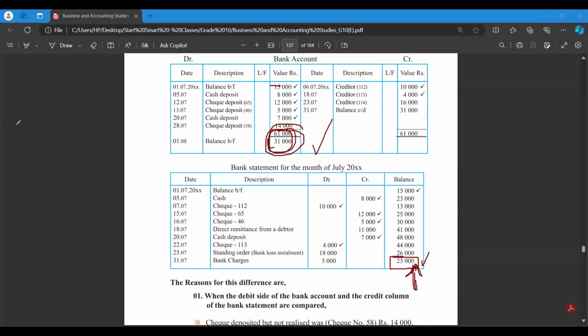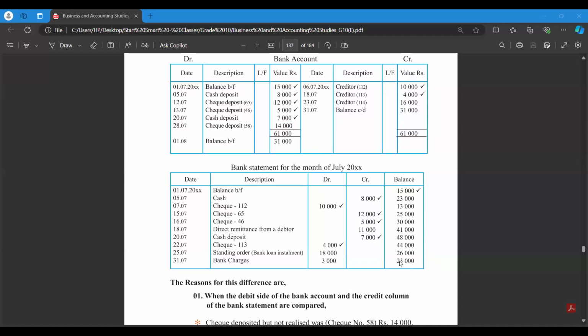What's the difference between the bank account and the bank statement? 8,000, exactly. Okay, so 31,000 subtract 23,000, you get 8,000 as the difference. All right. So are we all good with identifying where the mistake is? Okay, with two different balances. We'll just check the last point over there.